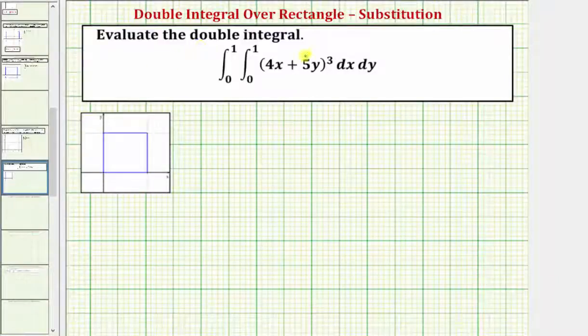We want to evaluate the given double integral. First, notice how the region of integration is from x equals 0 to 1 and y equals 0 to 1, which means the region of integration in the xy plane would be this square region here, again from x equals 0 to 1 and y equals 0 to 1, giving us this square in the xy plane.